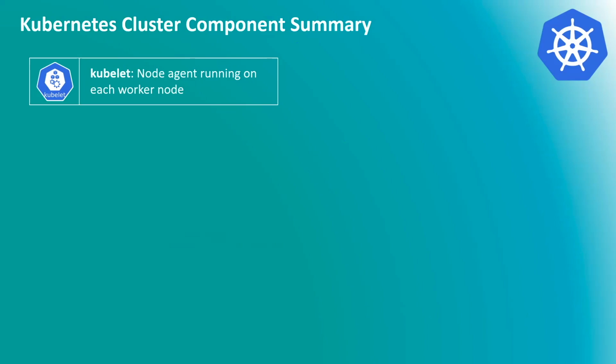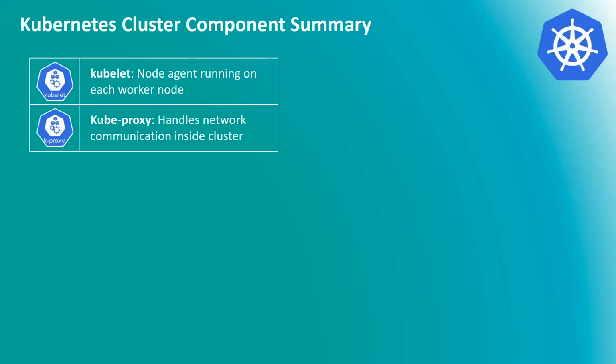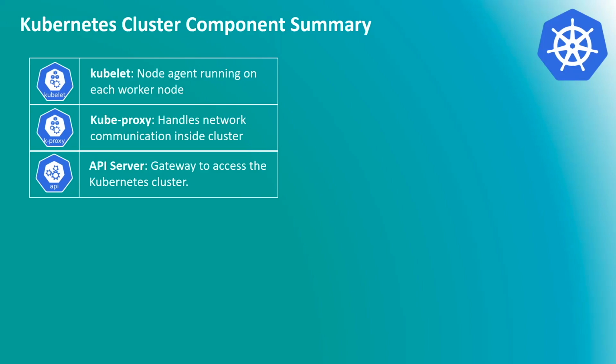To start with kubelet, we saw that the kubelet is the node agent that is running on each worker node, just like the Docker daemon here. The next component we reviewed was Kubernetes proxy or kube-proxy, and it handles the network communication inside the cluster between different nodes. Then we reviewed the API server, which runs inside the Kubernetes control plane and works as a gateway to access the Kubernetes cluster. The Kubernetes UI, the Kubernetes CLI, or even the APIs will be able to interact with the control plane using this API server.